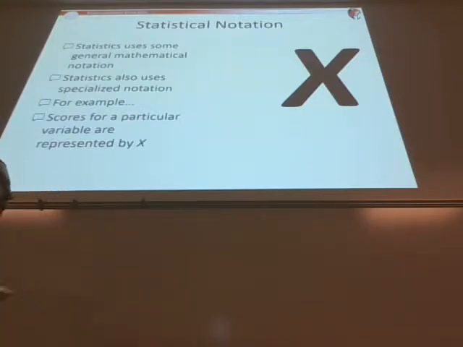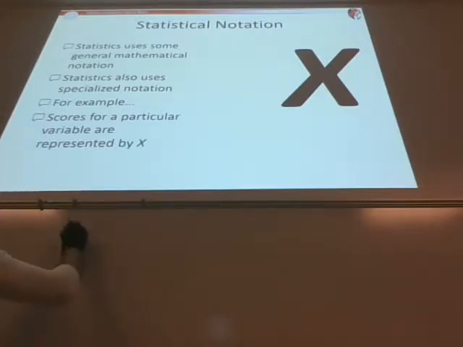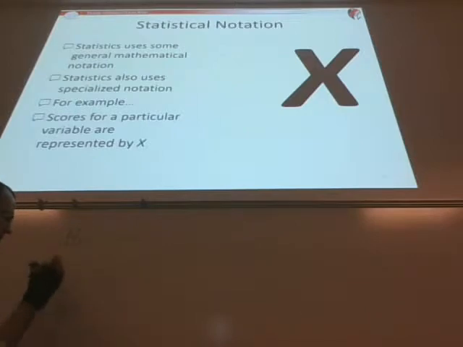So if I measured the heights of every student in this class, right? If I had the heights, and we have 5'4", we have 6 foot even, we got 5'2", right? We have a whole bunch of heights, 6'4", right? We would have a whole bunch of heights, a whole bunch of measures.